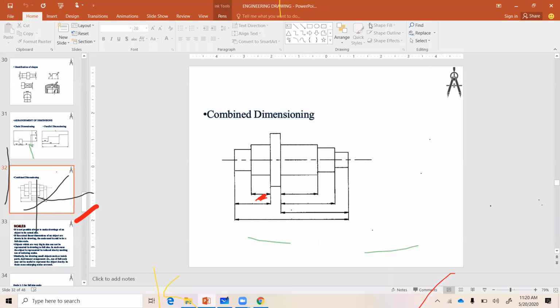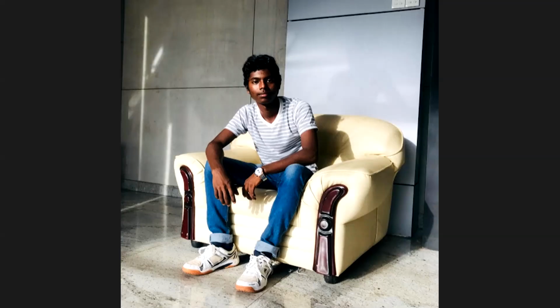Do you have any doubts in dimensioning? No, sir. Okay, is it clear? Yes, sir.